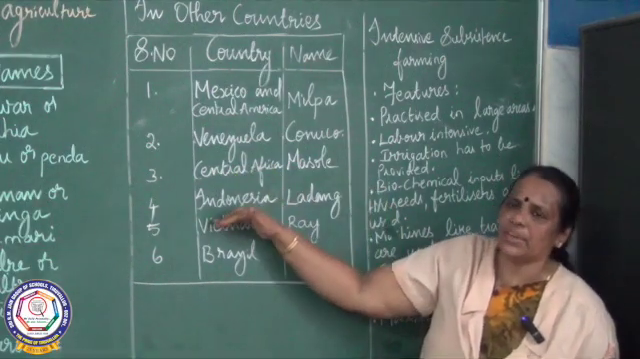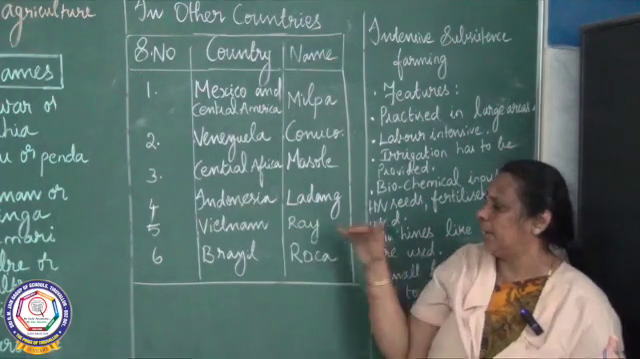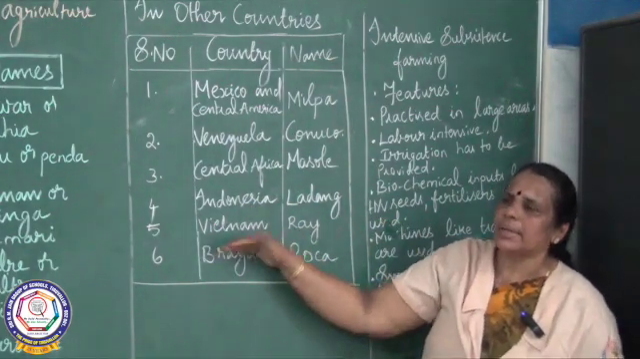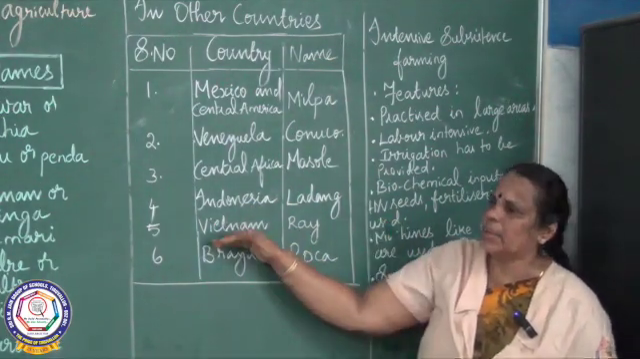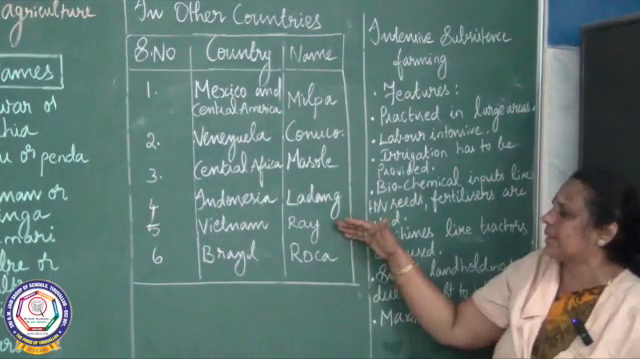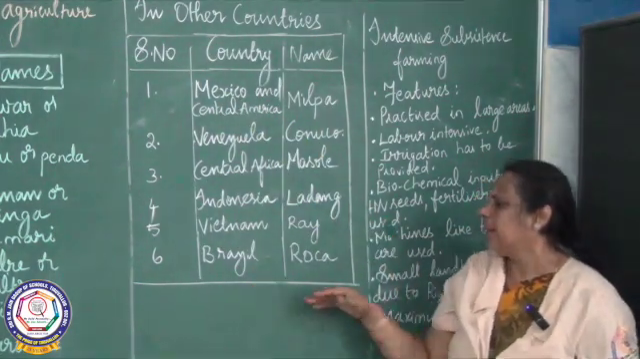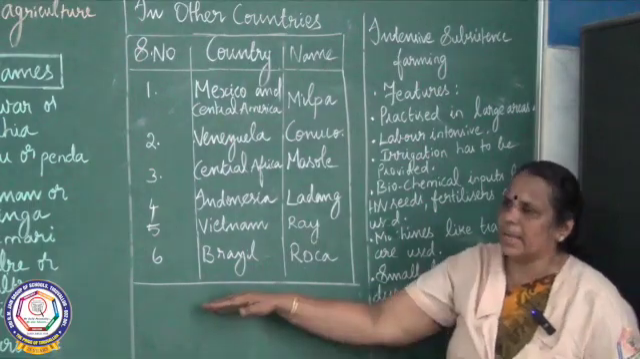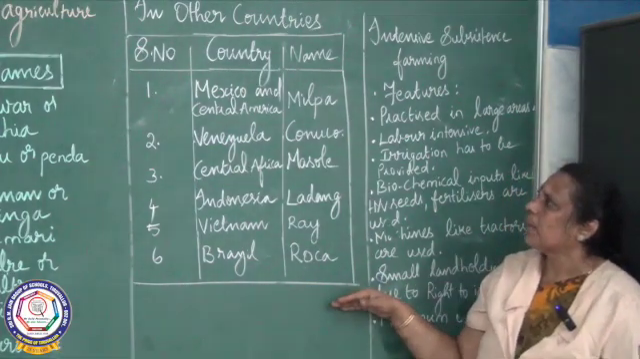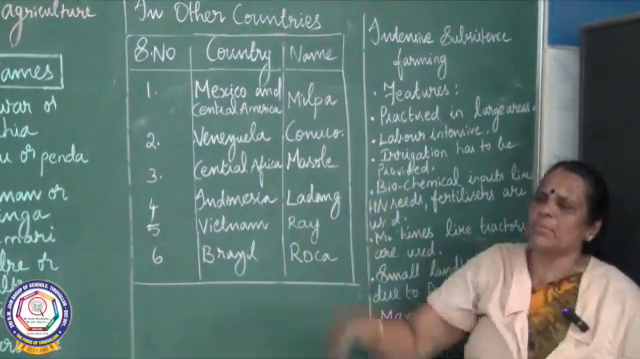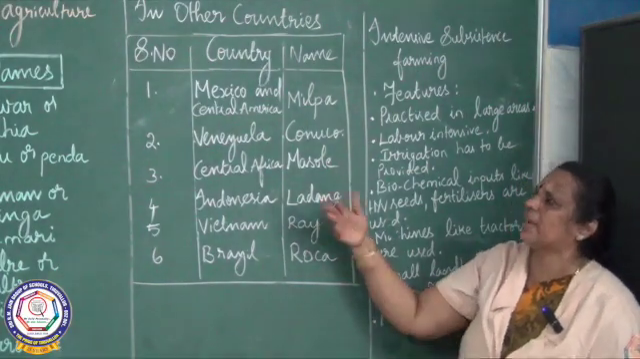Ladang in Indonesia. In Vietnam, the slash and burn agriculture is called Re, whereas in Brazil, it is called Roca. So like this, the slash and burn agriculture is called by different names in other countries.